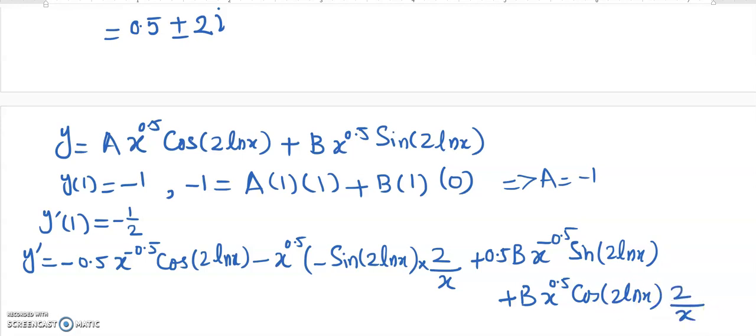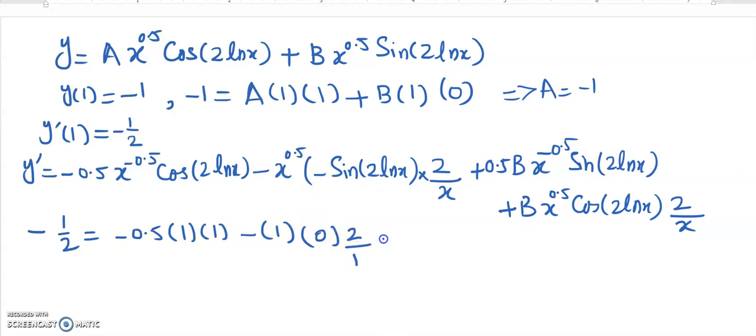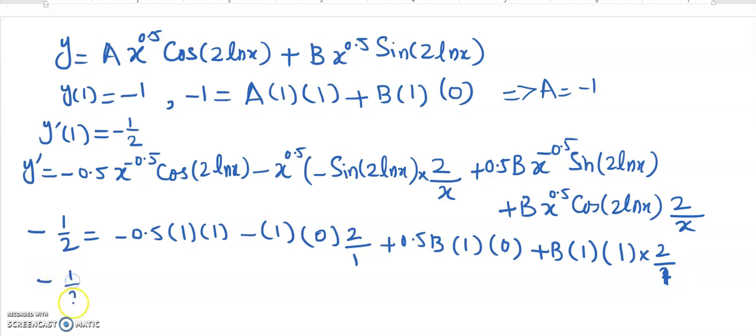So now we input these values over here, so you can see that it is minus 1 by 2. Minus 0.5, x is 1, and then this term will be 1, this term is 1, and this term will be 0, this term will be 2 over 1, plus 0.5 b, and this term will be 1, sine term will be 0, plus b, and then this term will be 1, cosine term will be 1, this term will be 2 over 1. So now this is minus 1 by 2, this is minus 0.5, this term is 0, this term is 0, the only term left is the last one, so it will be 2b.